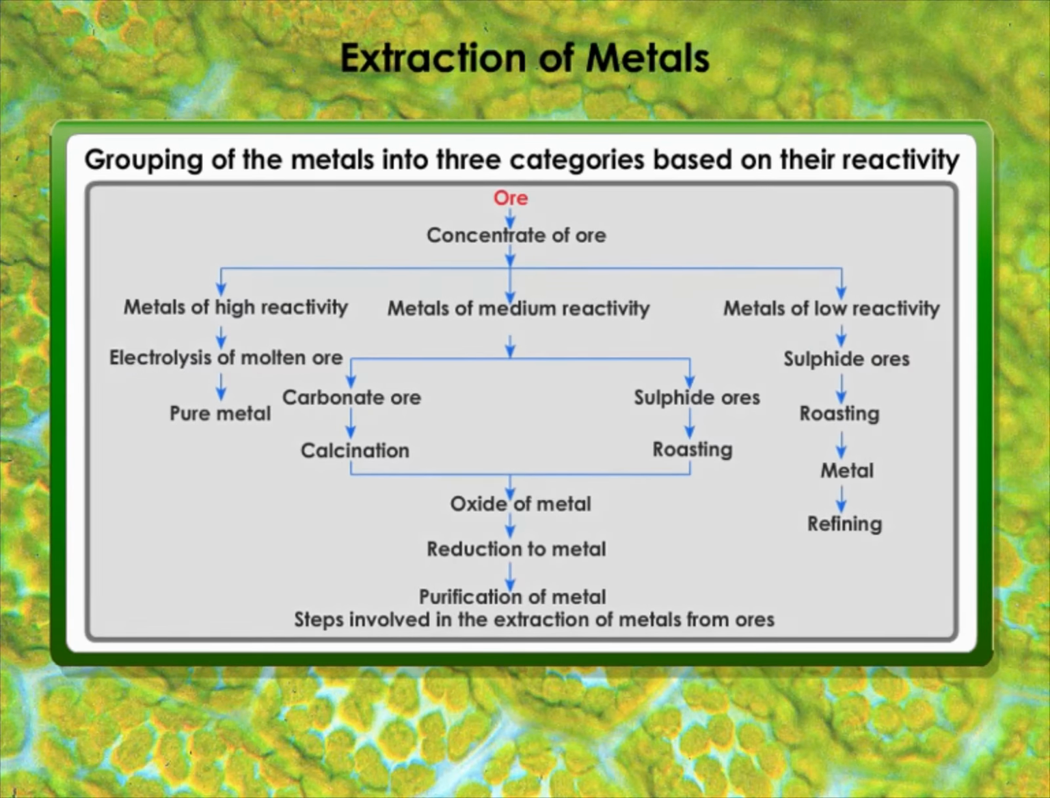Thus, on the basis of reactivity, we can group the metals into three categories. 1. Metals of low reactivity. 2. Metals of medium reactivity. 3. Metals of high reactivity. Different techniques are to be used for obtaining metals falling in each category. Several steps are involved in the extraction of pure metal from ores.